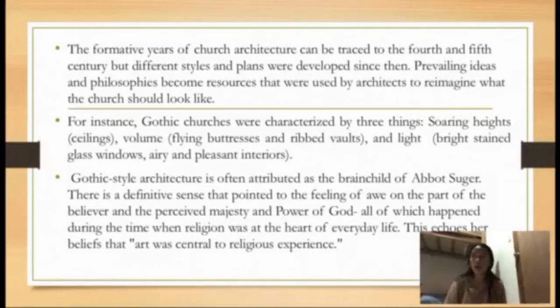Just like the Catholic Church, there are some paintings there that represent our God and goddesses. So the architects tried to reimagine what the church should look like. For instance, Gothic churches were characterized by three things: soaring heights, ceilings, volume, flying buttresses and rib vaults; and light, bright stained glass windows, airy and pleasant interiors.